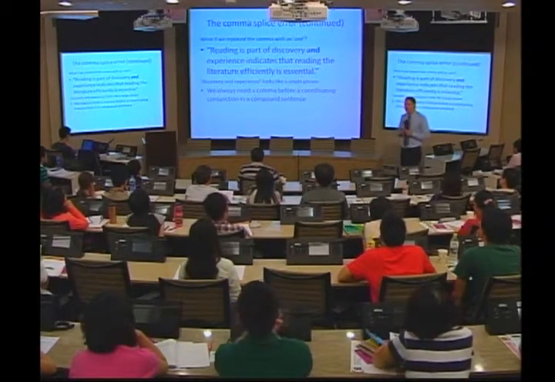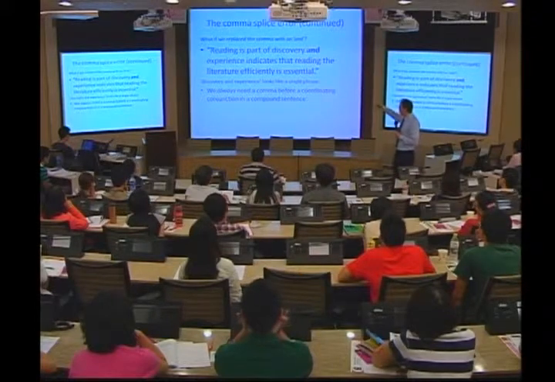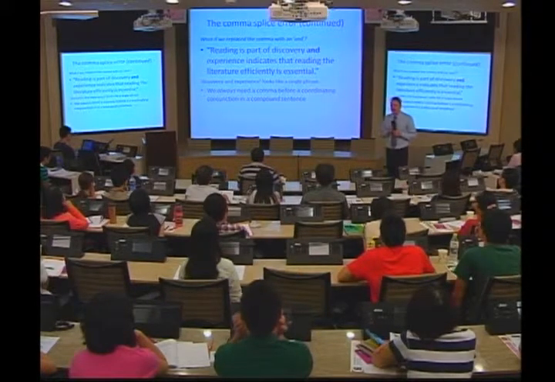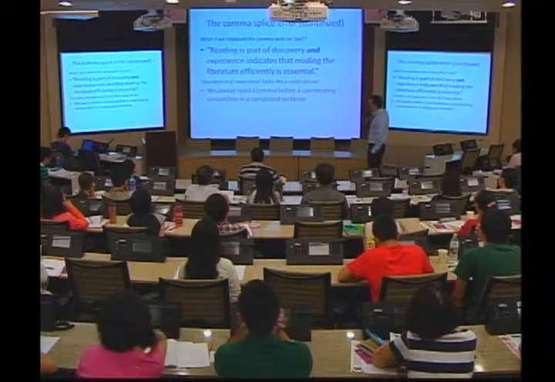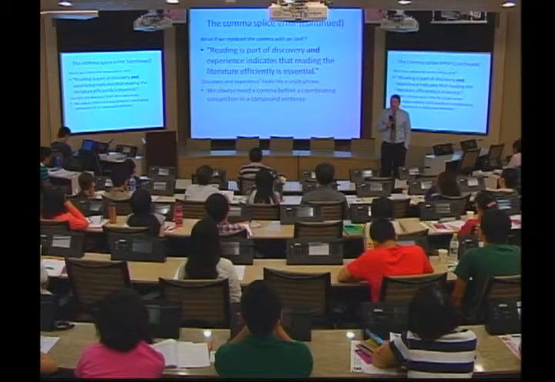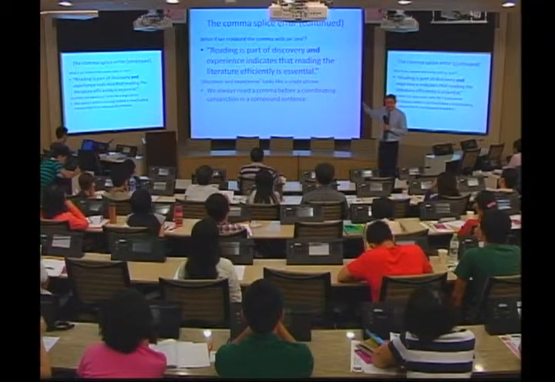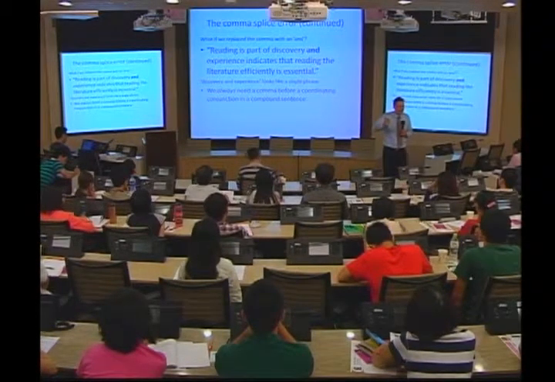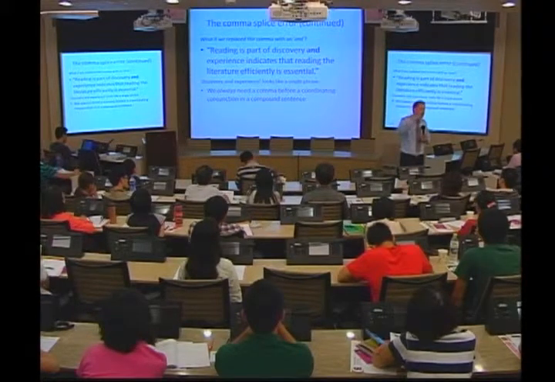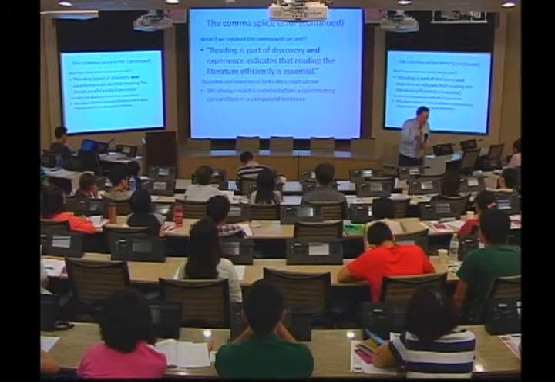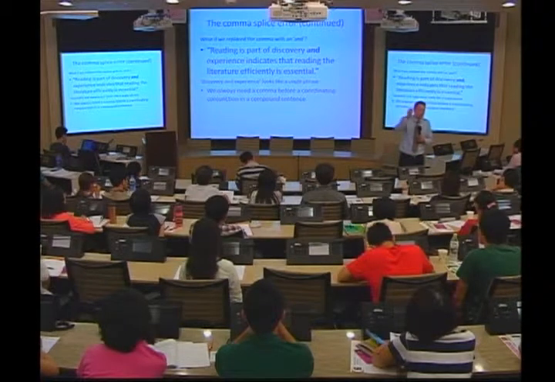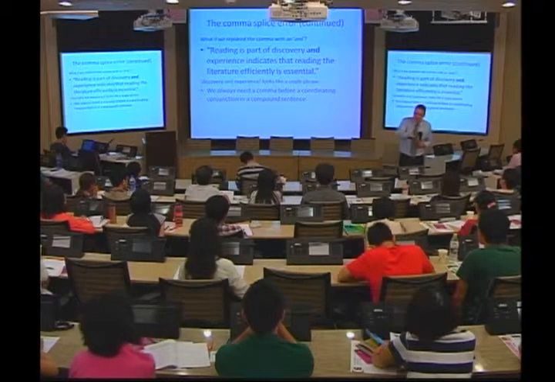What if we do it with and, no coordinating conjunction? Is that right? It's not. Reading is part of discovery and experience indicates. No, can't do that. Must have the comma when I have 2 independent ideas, 2 independent clauses. We must have comma and one of the fanboys, or semicolon, or something there.